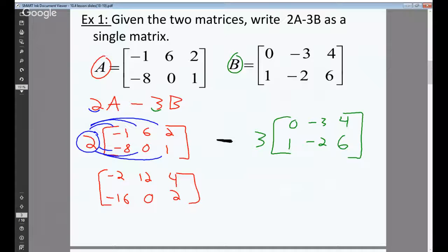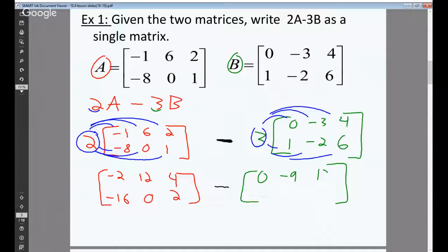Rinse and repeat for 3 times B. All you gotta do is take the 3 and distribute it to each element in the matrix. Let's see what that gets us for the second part. 3 times 0 is 0, and then -9, and then 12, then 3, -6, and then 3 times 6 is 18. There you go. All you had to do is distribute the 2 and the 3. Now all that's left for you to do is subtract the red matrix from the green matrix.